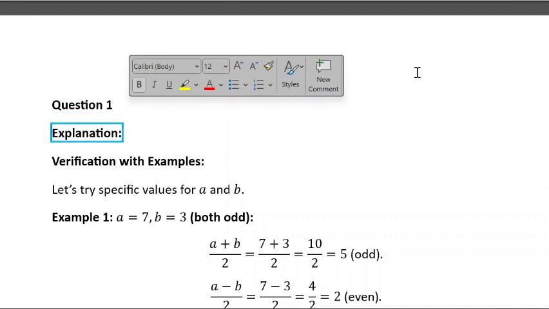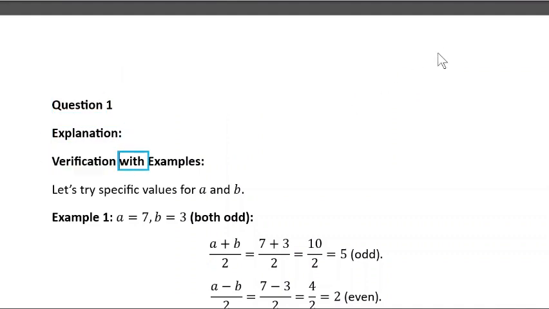Question 1 explanation. Verification with examples. Let's try specific values for a and b. Example 1. a equals 7, b equals 3, both odd. Numerator a plus b, over 2 equals numerator 7 plus 3, over 2 equals 10 halves, which equals 5, an odd number.